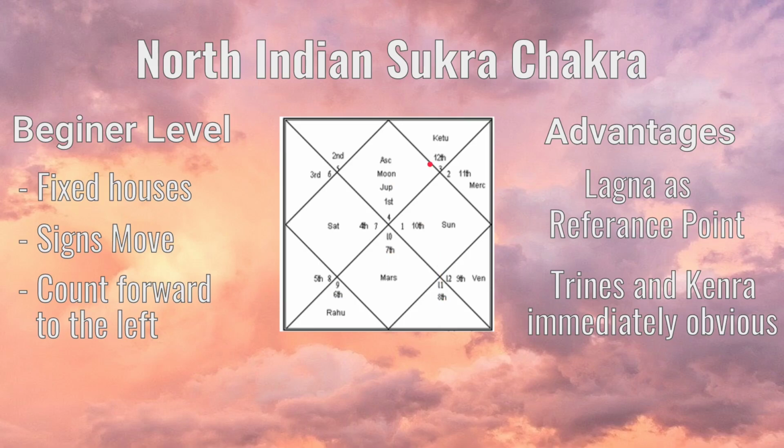This chart becomes very useful when you're looking at Karaka Lagnas. But because the signs aren't fixed, the Rashi Drishtis mean that every single time you look at a North Indian chart, you have to figure out where the Rashi Drishtis are. And it kind of slows you down. There's a stumbling block.